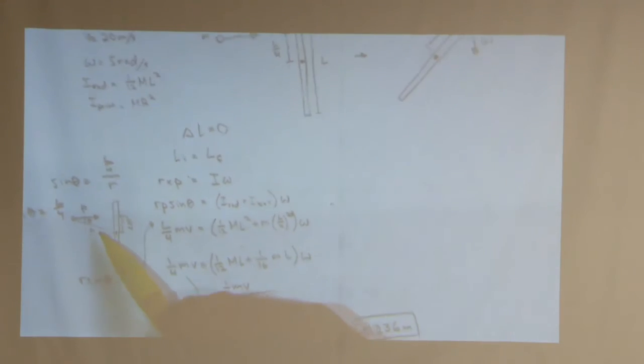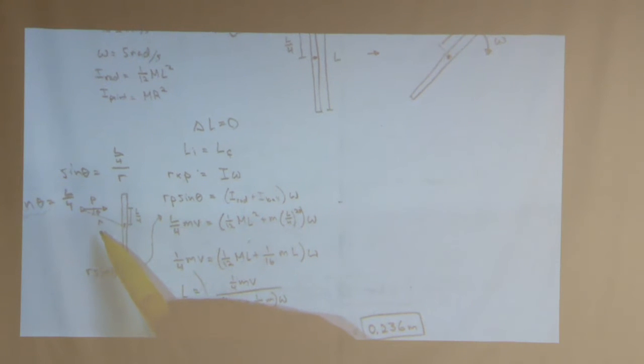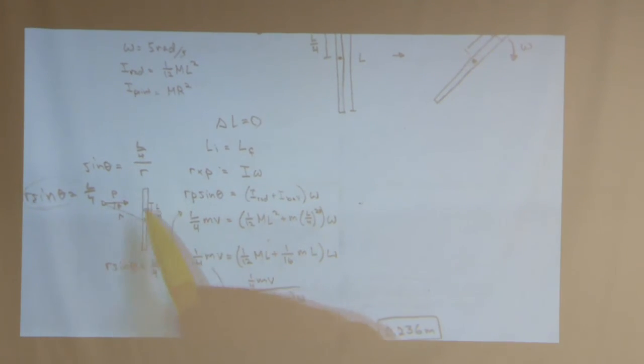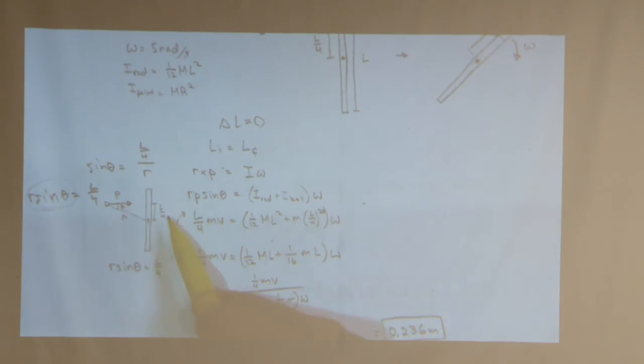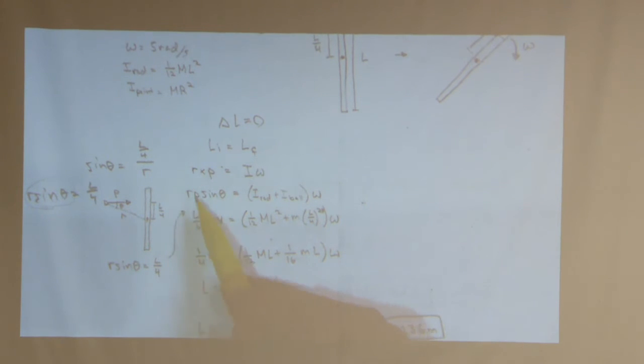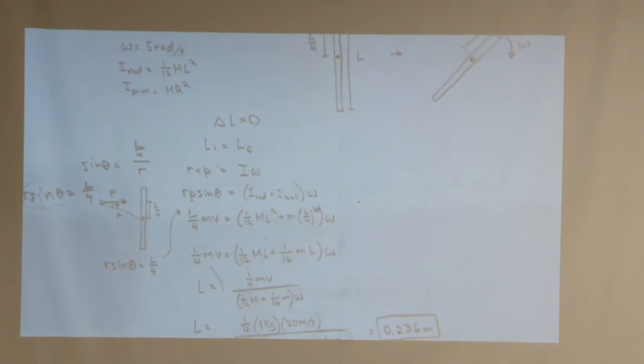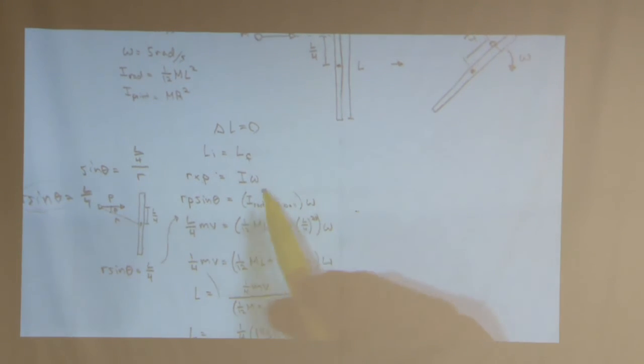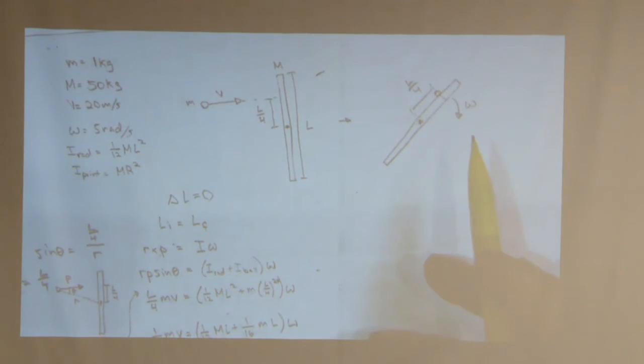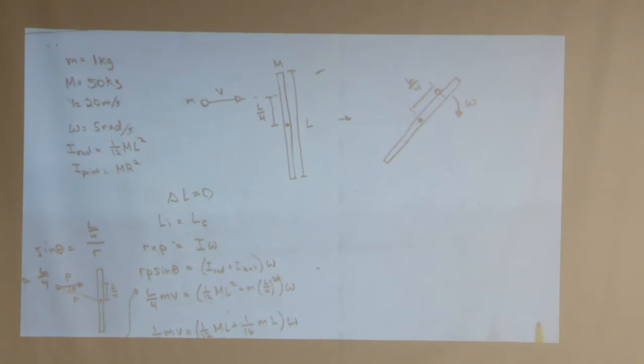And if we look at a diagram over here, r sine theta is going to be L over 4, no matter where the ball is on its path. It's a constant. So we can replace the whole r sine theta by L over 4. And then p can be calculated as mass times velocity. Now looking at the other side, because we're dealing with rotation, we can do the easier formula, which is I omega.